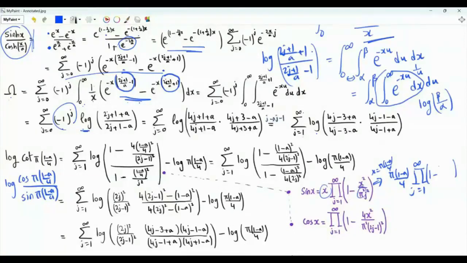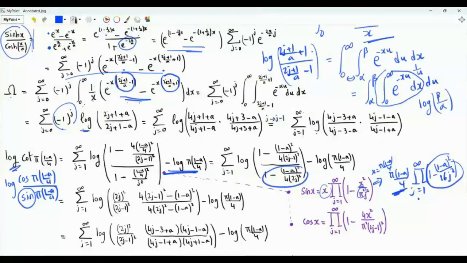It goes away with this pi squared. We are left with 1 minus a all squared divided by 16j squared. Because we have the sine function downstairs, then this term, after taking the logarithm, is here, minus log of pi times 1 minus a over 4. When the logarithm is applied to the product, we get the sum of logarithms. This term is this one here.